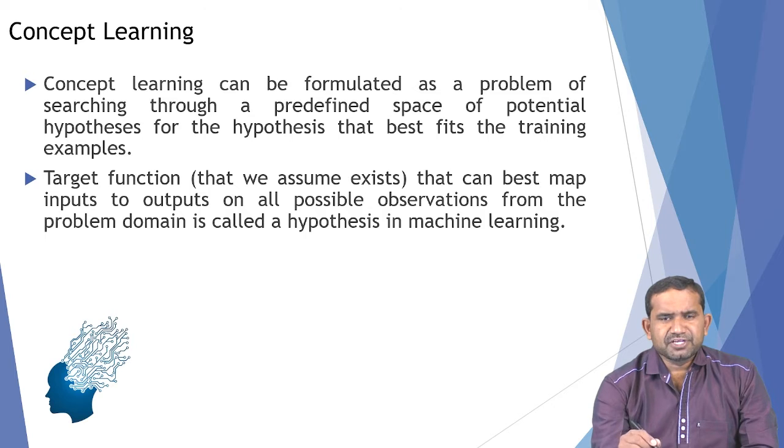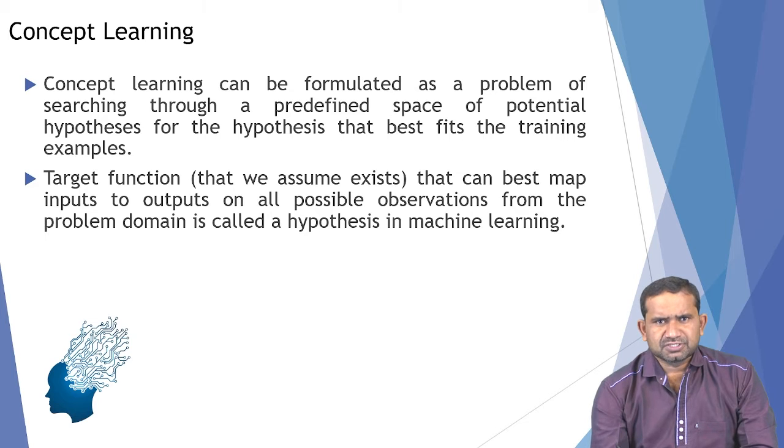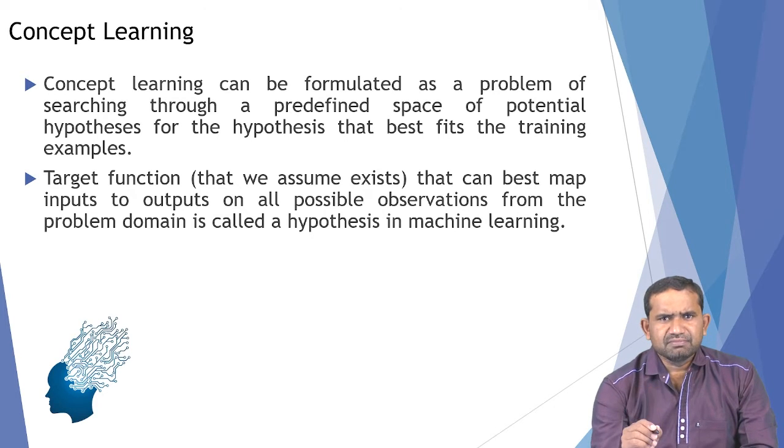It is the best map from the input to the output based on all observations and all possibilities about the problem domain. That is called a hypothesis. A hypothesis is mainly focused on the best solution for the problem based on input-to-output mapping. That is the meaning of hypothesis: finding the best solution for the specific problem based on the best mapping of input to output from all possible observations.